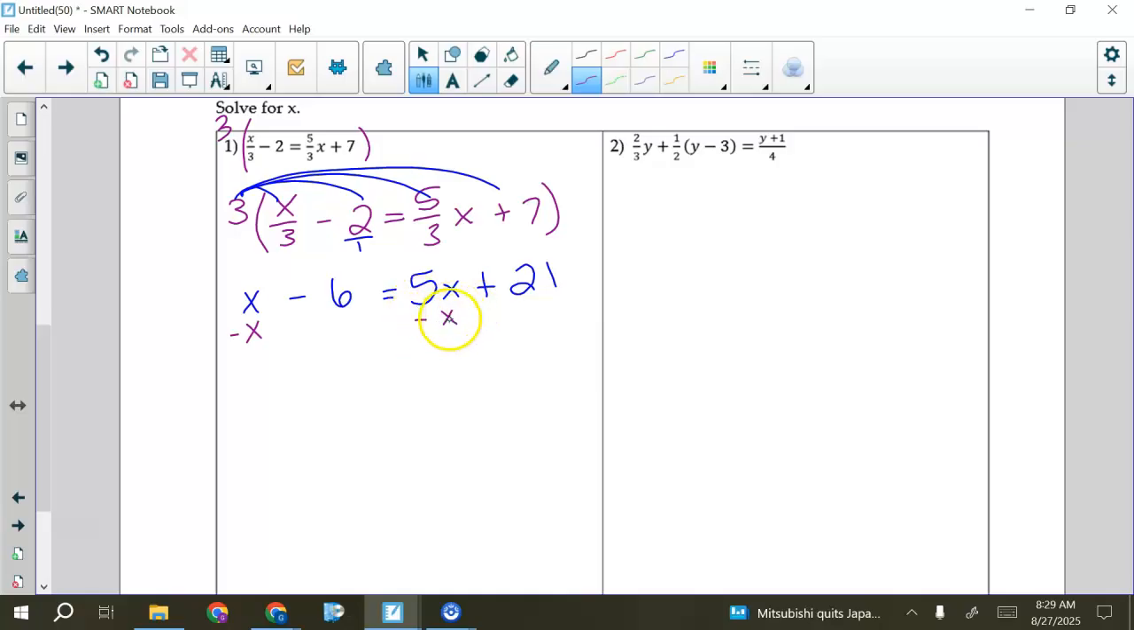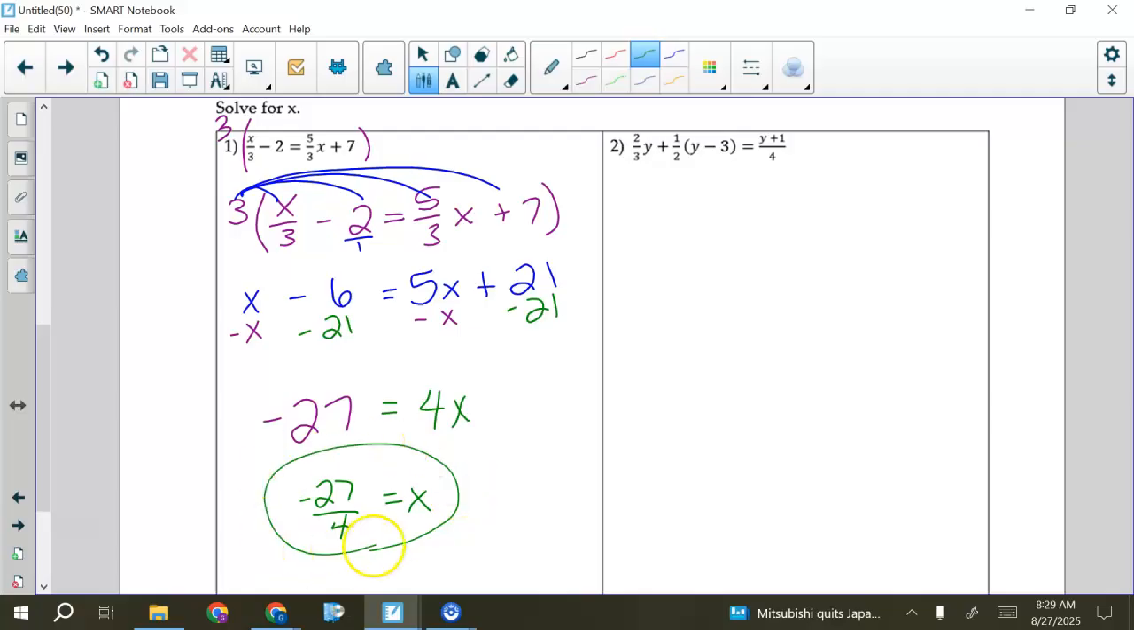You can subtract the x to the right, subtract the 21 to the left to get negative 27 equals 4x. And then finally, you can divide by 4. So your final answer would be negative 27/4. You can leave it as an improper fraction.